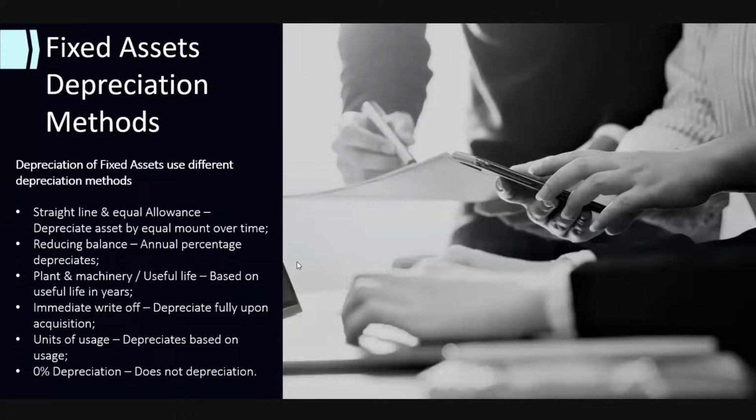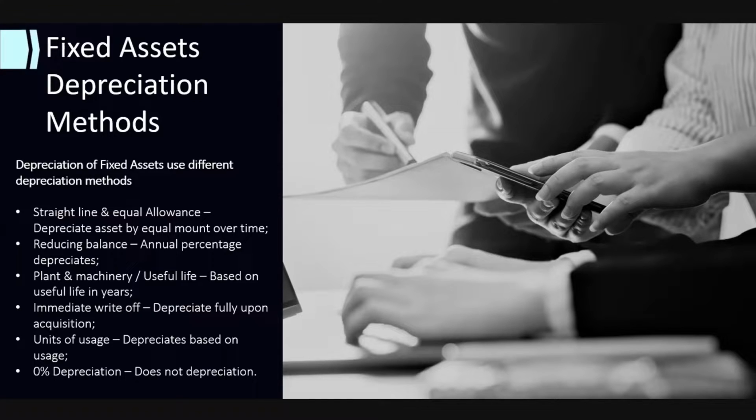The next thing, which is also very important, is your fixed asset depreciation methods. Depreciation of fixed assets uses different depreciation methods. Straight line and equal allowance depreciate the asset by an equal amount over time. Reducing balance: annual percentage depreciates. Plant and machinery: useful life, based on useful life in years. Immediate write-off: depreciate fully upon acquisition. Units of usage: depreciates based on usage. And zero depreciation does not depreciate.